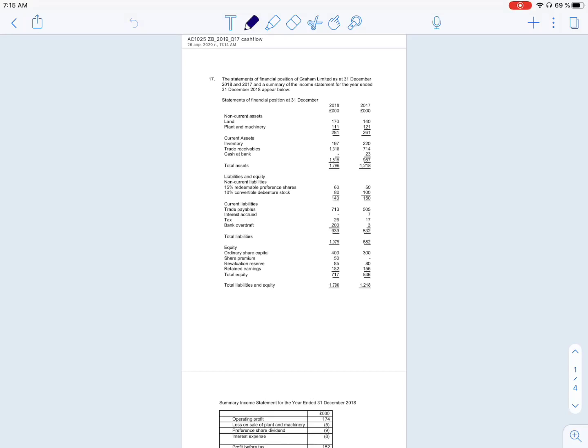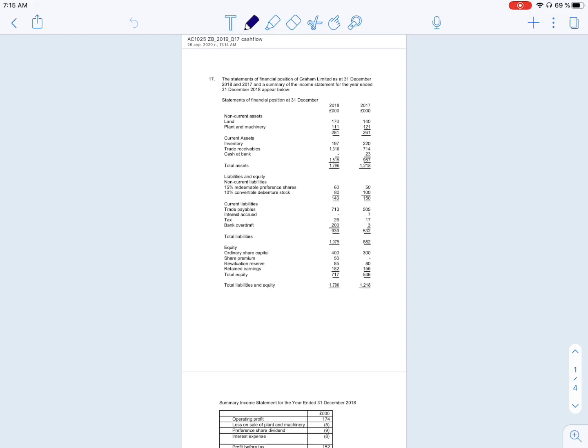The final exam of University of London Principles of Accounting subject, Zone B, question 17, cash flow statement. A typical cash flow statement question. It's just very important to know what appears in the cash flow and where it appears.